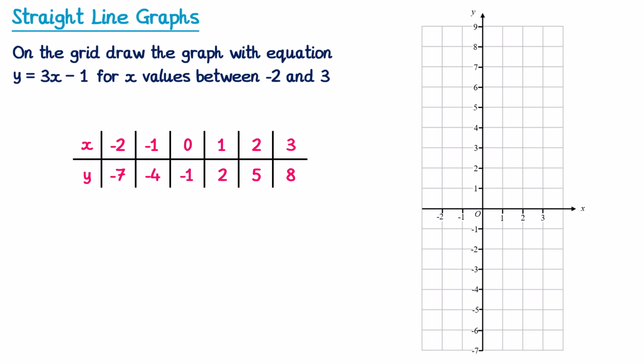All we need to do now is plot these as coordinates. So the first coordinate will be when x is -2 and y is -7. That corresponds to the coordinate (-2, -7), which goes here. Then we have (-1, -4), that one goes here. Then we have (0, -1), that's here. (1, 2) goes here. (2, 5) goes here, and finally (3, 8) goes here. You can see they form a perfect straight line. All we do now is take a ruler and join these up, and that's the answer to the question.